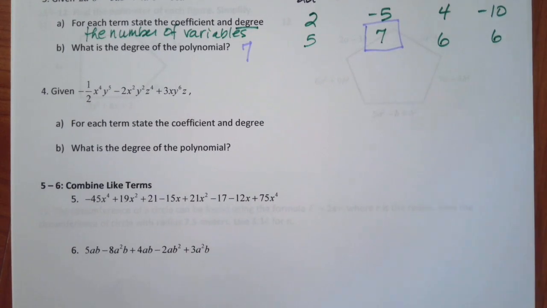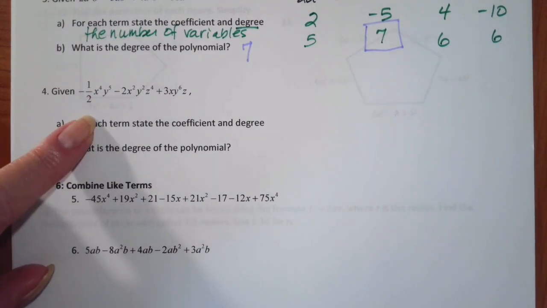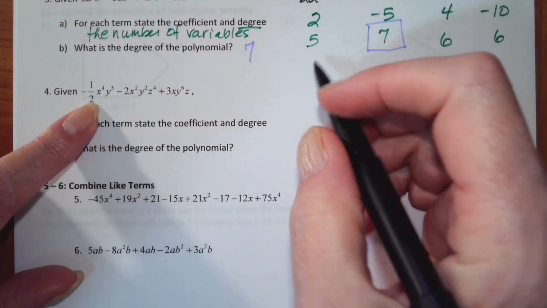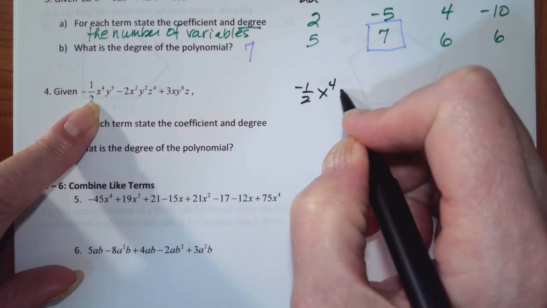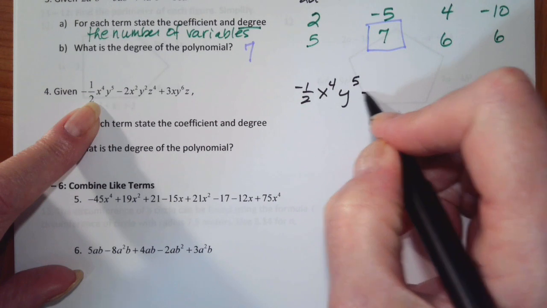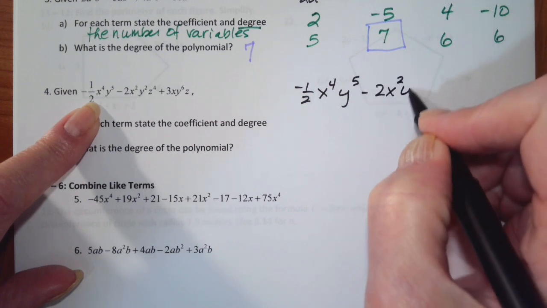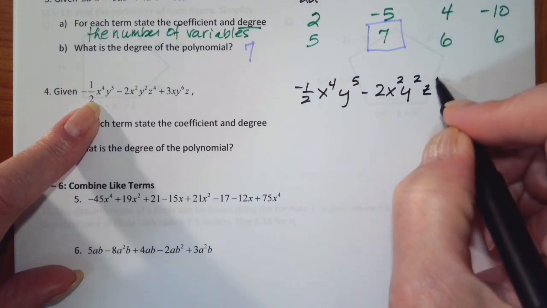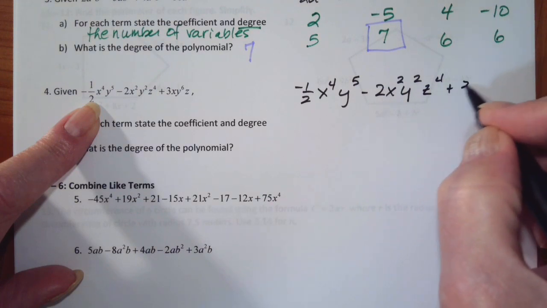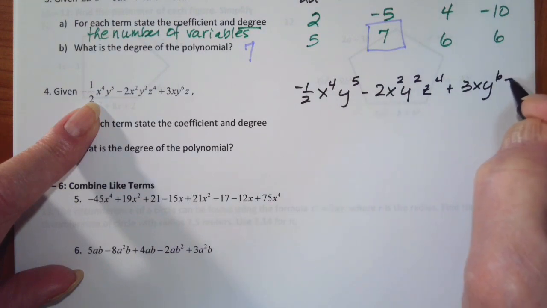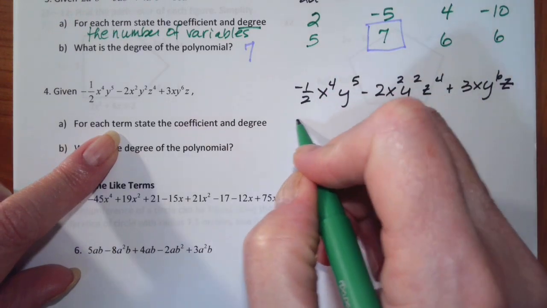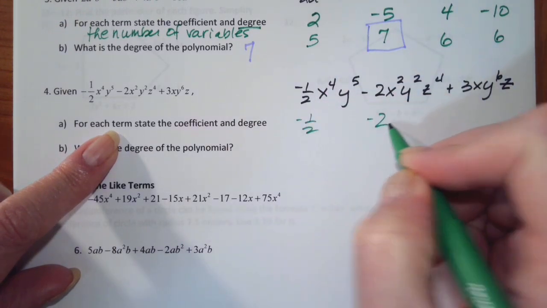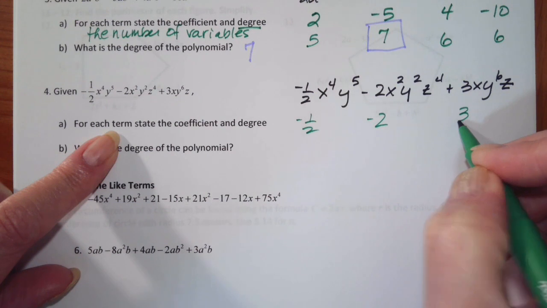Okay. All right, same thing for this one. And again, to make it clear, I'm going to rewrite it over here. So this is negative 1/2 x to the 4th, y to the 5th, minus 2 x to the 2nd, y to the 2nd, z to the 4th, plus 3x y to the 6th, z. Okay, again, the coefficients are easy. They're the numeric part. Negative 1/2, negative 2, 3.